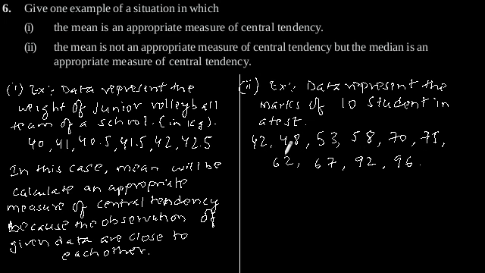Here we can observe that the distance between data, for example the minimum mark of a student in a test and the maximum mark of a student, is too far. So in this case the median will give a more appropriate measure of central tendency.